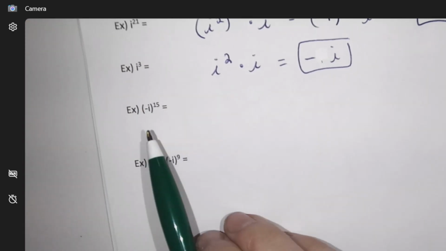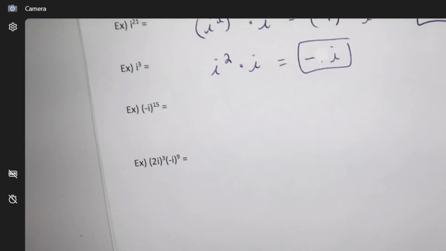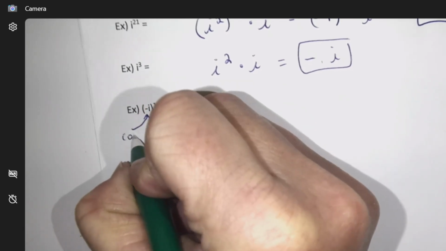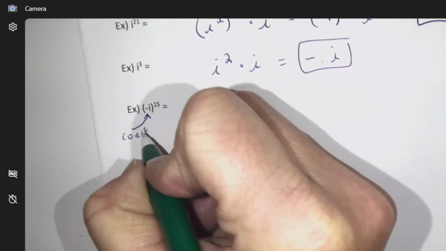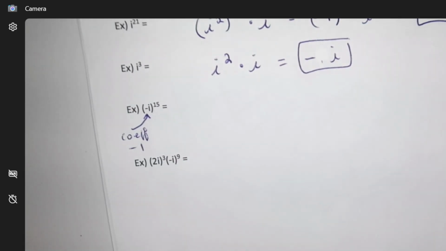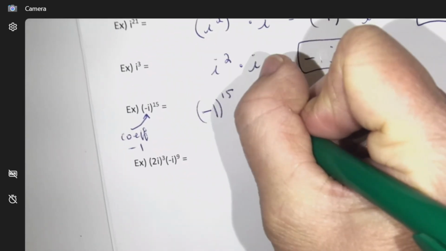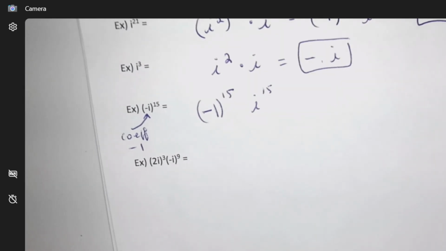Okay, on this one we have to pay attention to the coefficient part and the i part. So we have a coefficient of -1. So what is -1 repeated 15 times and i repeated 15 times? Like, I'm thinking about them separately. Because they're both in the brackets, so they both get repeated. Does that make sense?